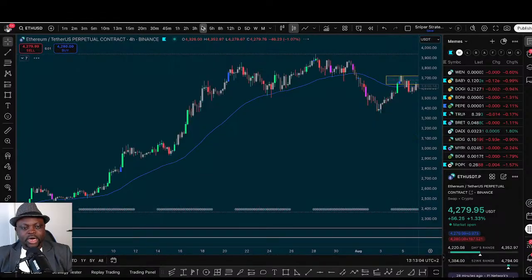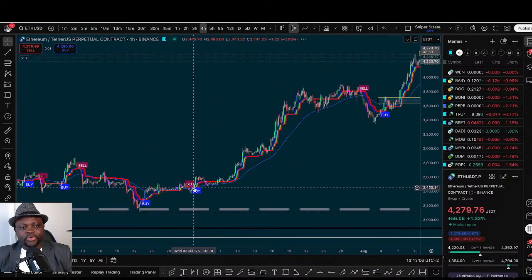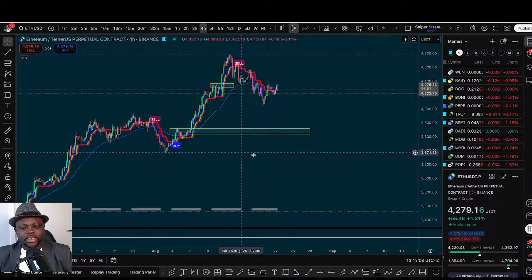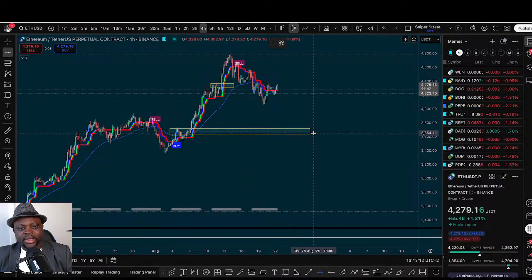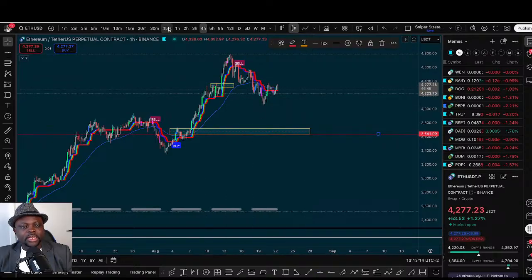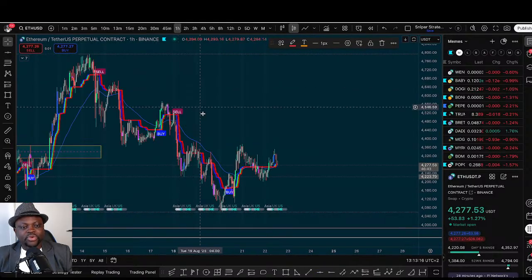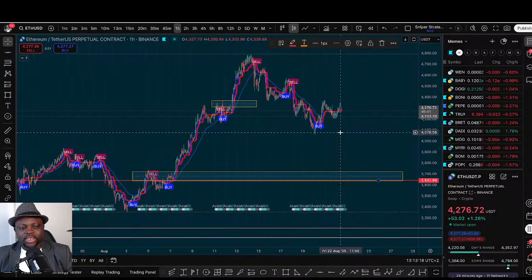Let's go to the 4 hours first. Okay, this is a zone here. Let me mark it with a line. I think I've marked some other areas here, so let me mark it with a line here. Go back to the 1 hour time frame. Looking for that area. Okay, this is it now.